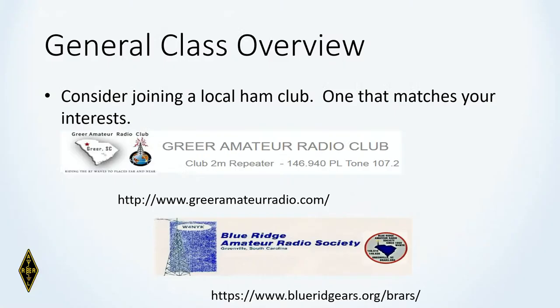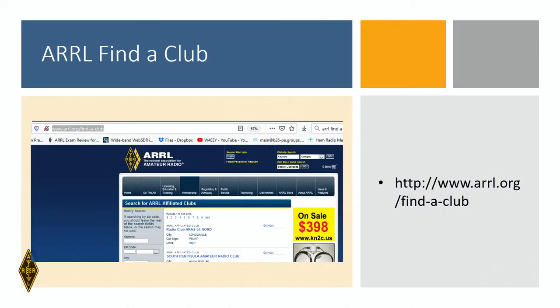Look into maybe finding a local ham club here in the Greenville, South Carolina area. There's the Blue Ridge Amateur Radio Society, and there's the Greer Amateur Radio Club. Both meet monthly. They're both doing virtual meetings right now, but hopefully they'll get back into a physical meeting here pretty soon. If you're at another location, you can use the American Radio Relay League's Find a Club web page here and put in your zip code and find ham clubs that are near to you.